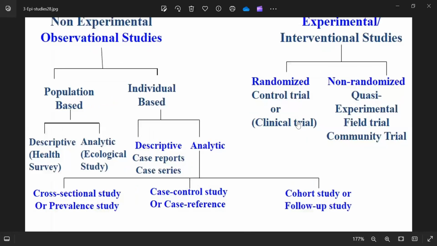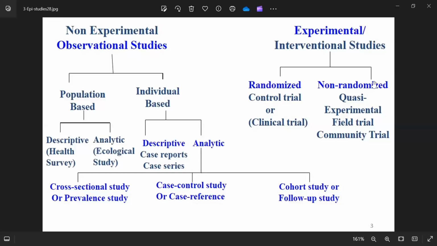Now let's look at experimental or interventional studies. Under experimental interventional studies, we have randomized and non-randomized designs. The only thing about this design is that in randomized design, probability is applied. That is, the probability of being selected is not known. Whereas under non-randomized, there is no randomization.